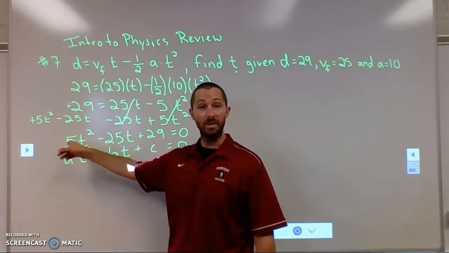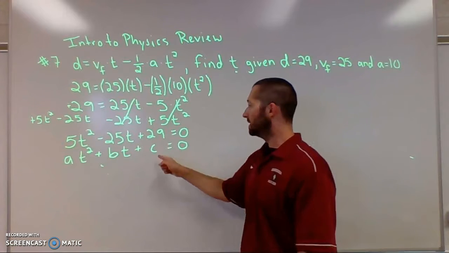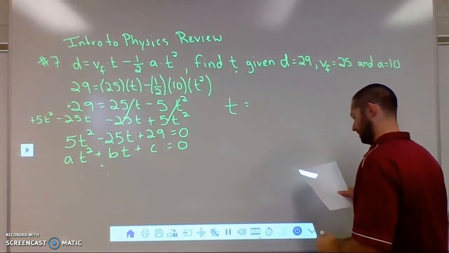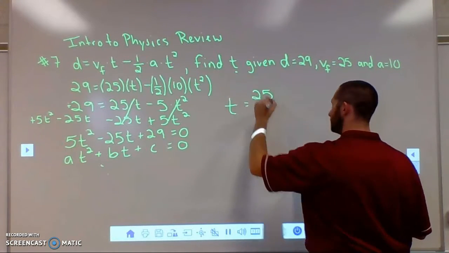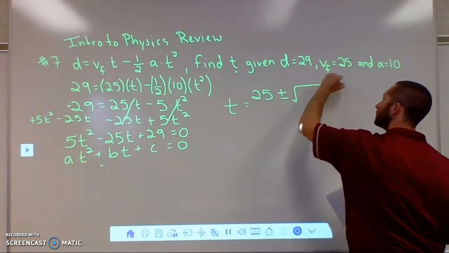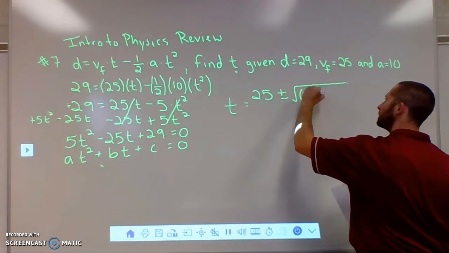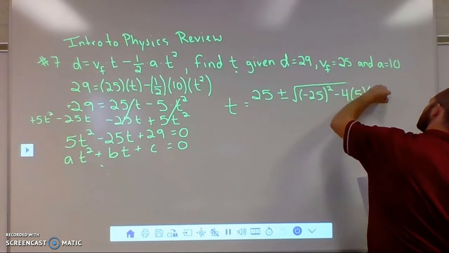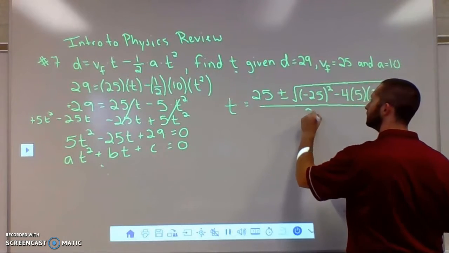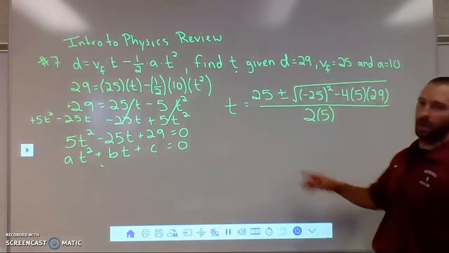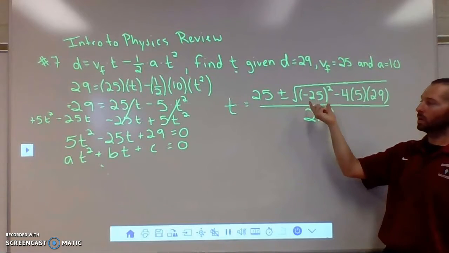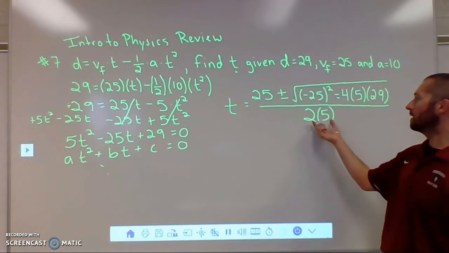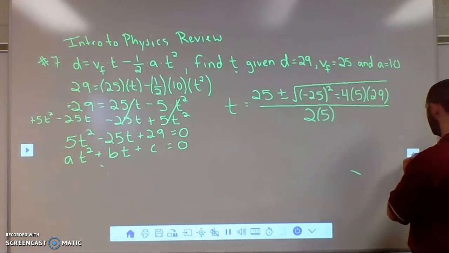To match them up for the quadratic formula, a is going to be 5, b is going to be negative 25, and c is going to be positive 29. So I'm going to go ahead and sub them in and solve. We have the opposite of b plus or minus the square root of b squared minus 4 times a times c, that entire thing over 2a. Okay, so we're going to go ahead and solve here.